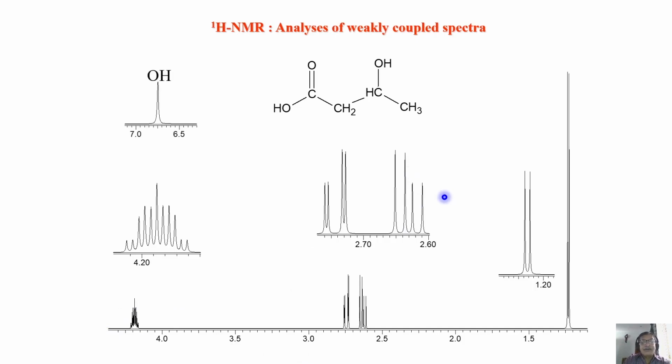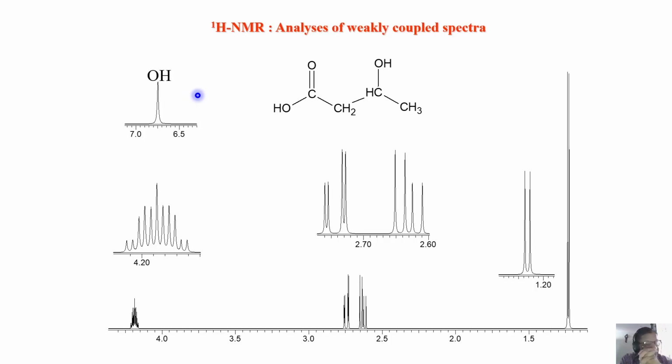Now you see one more peak is coming here, which is at 7.6. This is comfortably assigned as the OH peak. Now we will have to make the assignment of the other peaks. How do you make the assignment of the other peaks?